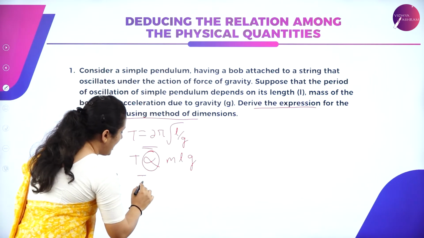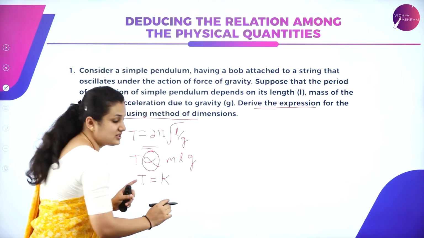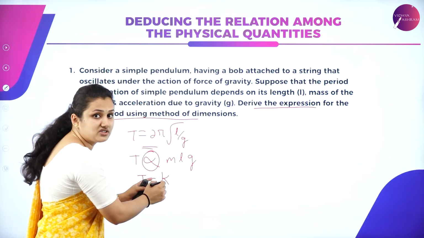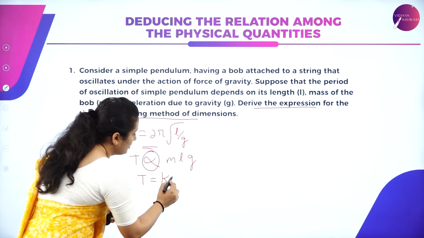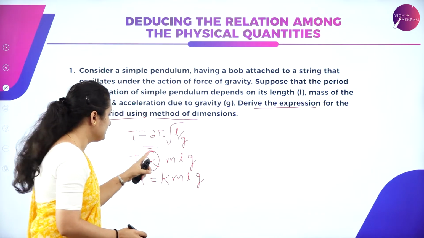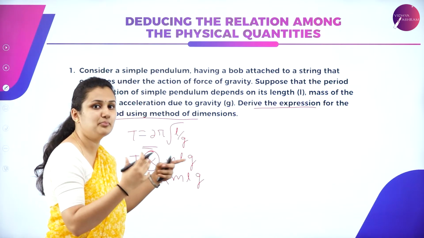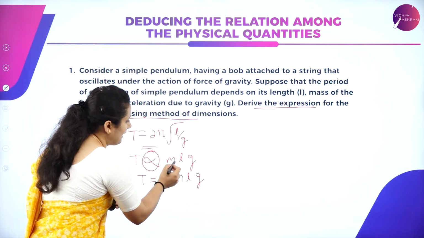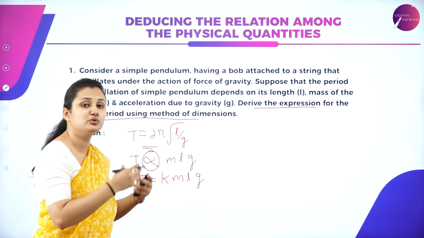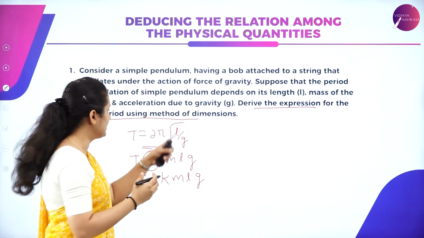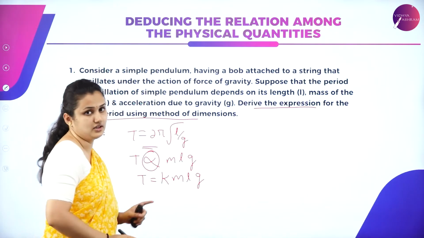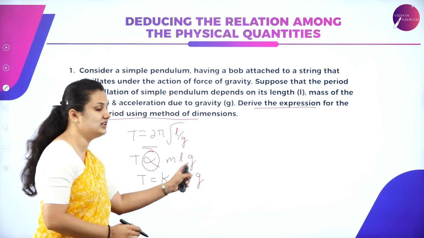So what I will do is bring in a constant k. k is the proportionality constant. So k into m l g. If I have only the proportionality symbol, it is difficult for me to find the expression for the physical quantities. That is why I am bringing in a proportionality constant k here. So I will equate it to k m l g.